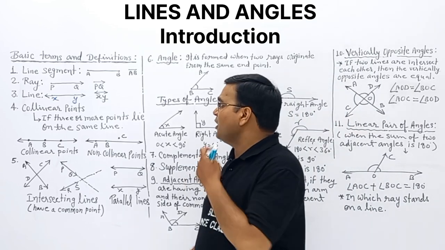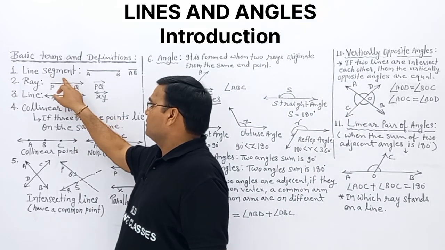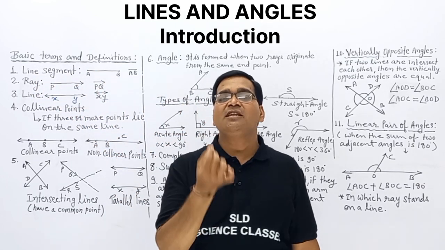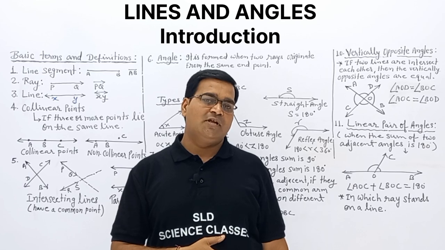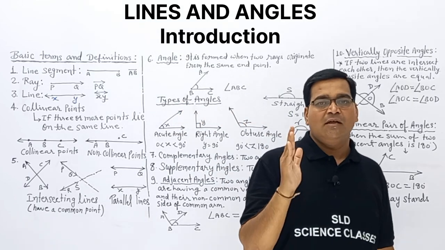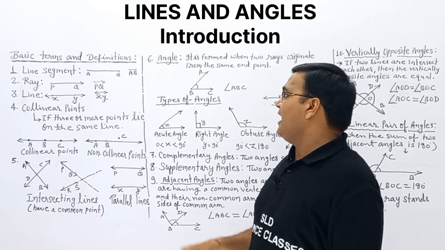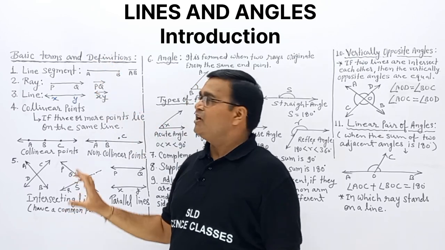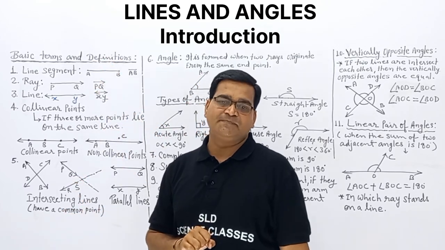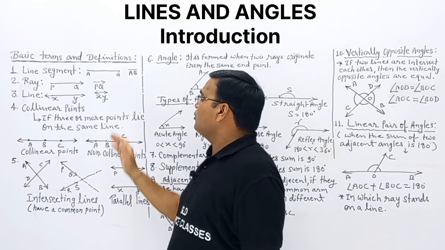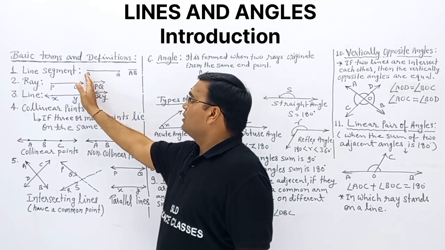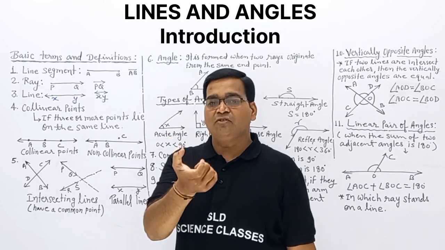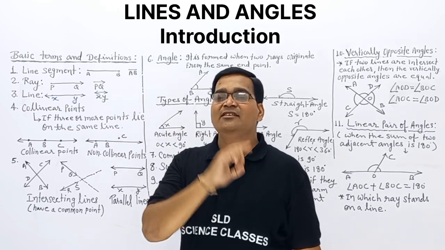Observe, what is the first point? Line segment. And what is the line segment? It has two endpoints. A and B are fixed points. Its length is fixed. We cannot move towards the left or towards the right. Fixed length, that is a line segment.